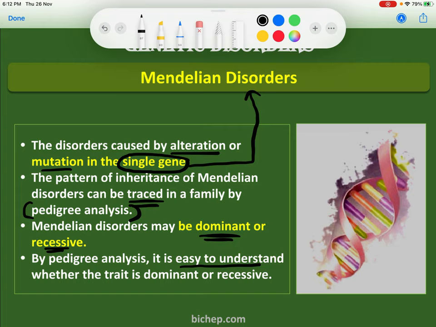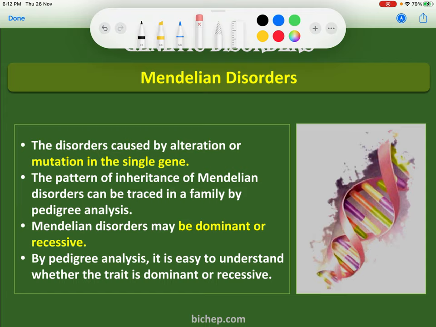So if we want to identify, learn, and study disorders which are spread throughout the family and the society, we are supposed to use pedigree charts. So our topic of discussion today is pedigree analysis.